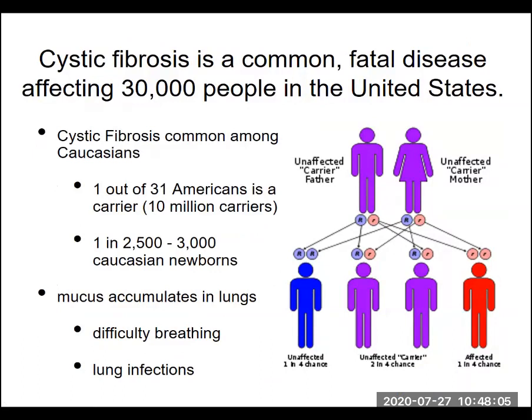And so that basically, within the United States, and this number is a little bit old now, there's probably 10 or 11 million carriers of the cystic fibrosis mutation out there in society. And what happens is if you have an unaffected carrier father and an unaffected carrier mother, they've each got this kind of damaged portion of the gene, this incorrect portion of the gene.